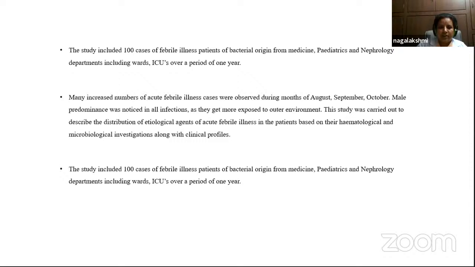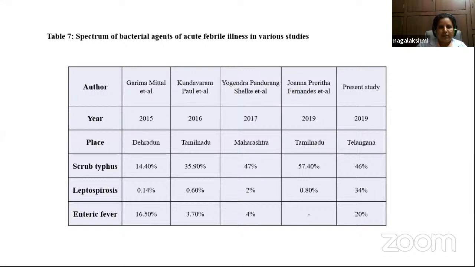The study included 100 cases of febrile illness patients of bacterial origin from medicine, pediatrics, nephrology departments. And the spectrum of bacterial agents of acute febrile illness in various studies was in Garima et al., Kundavaram Paul et al., Yogendra Pondaram et al., Joanna Parita Fernandez et al., and the present study in 2019 in Telangana, which was correlating with Maharashtra, with Streptococcus infection correlating at around 47%.